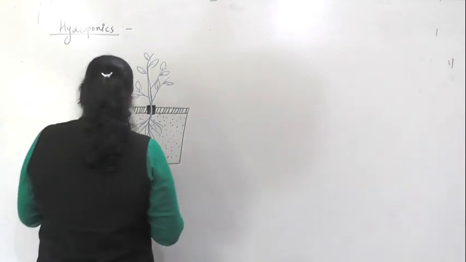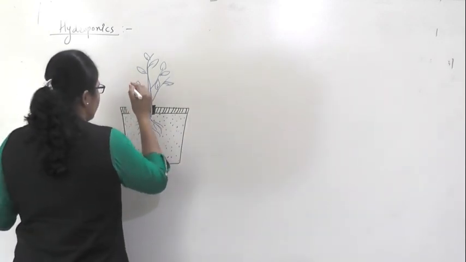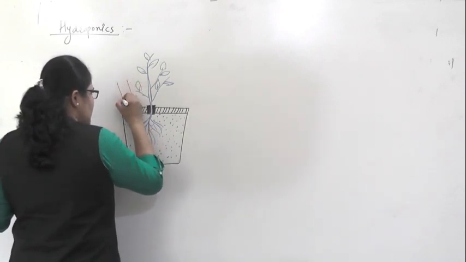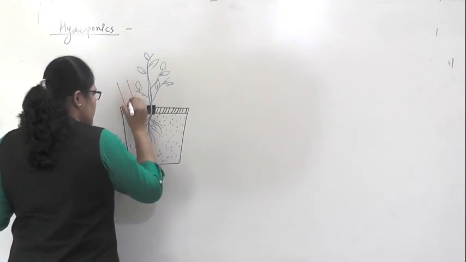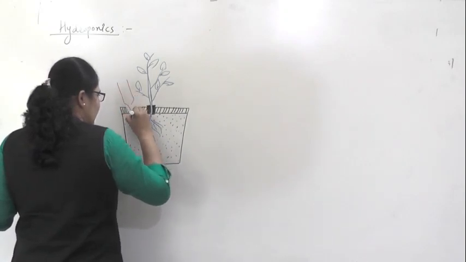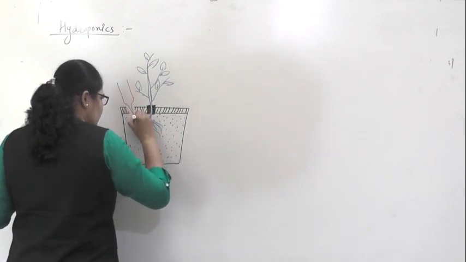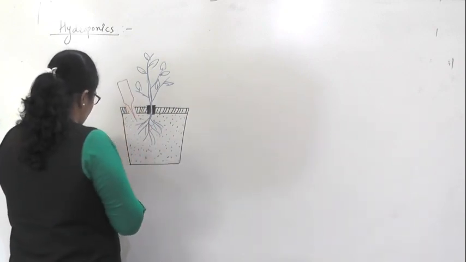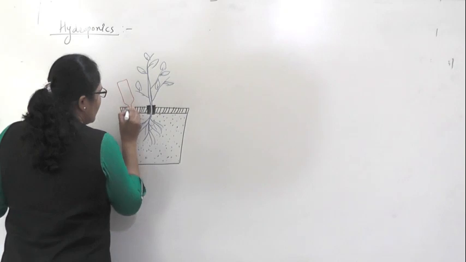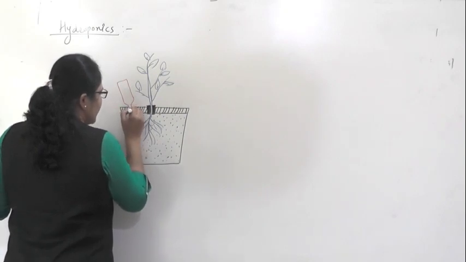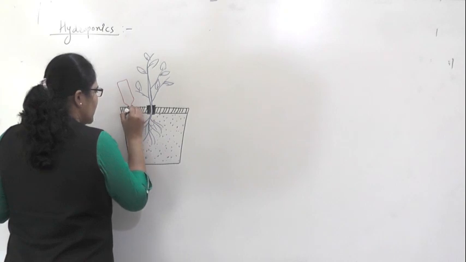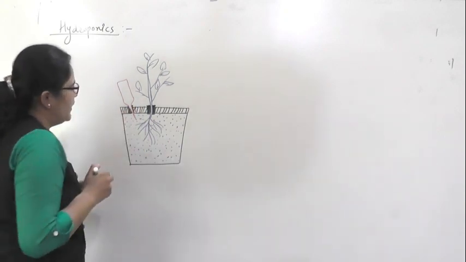So for that, what we do, we put one funnel over here, or one small bottle which has a pointed end like this, which can be inserted inside like this. So one funnel we use. Now this funnel is inserted through one opening. Here also we have to put some plug to support this funnel, and it should be completely airtight.